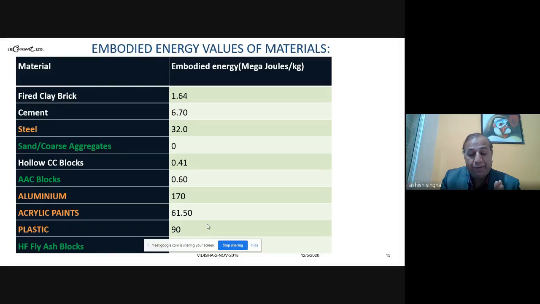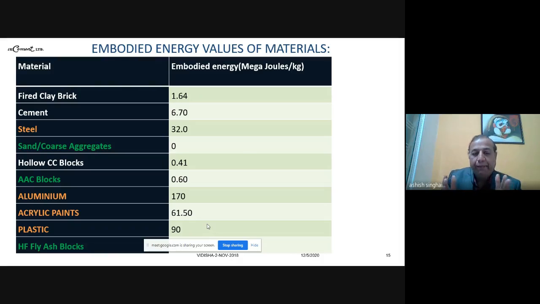But cement can be replaced with blended cement. So for OPC, if it is 6.7, for Portland slag and Portland pozzolana it could be somewhere about 4. So let us go for blended cement. As you can see at the very top, fired clay brick, which is the traditional red brick, has 1.64. As compared to that, the AAC block is about 3 times less, 0.6. Or for that matter, hollow CC blocks 0.4.